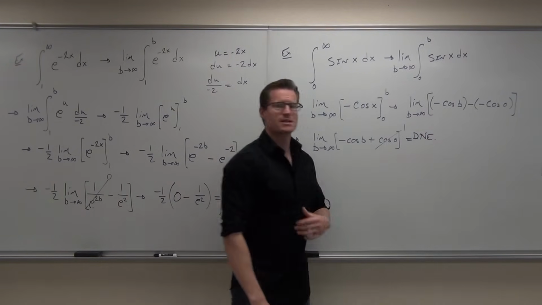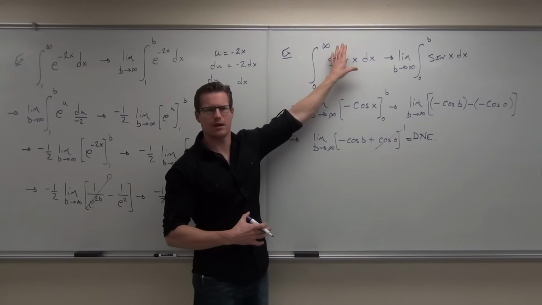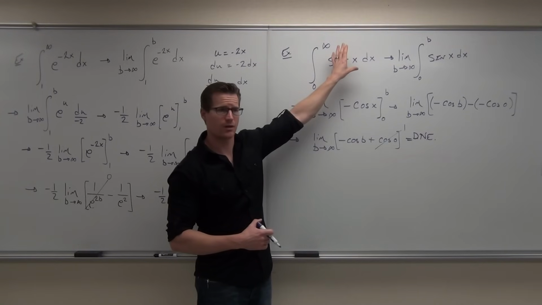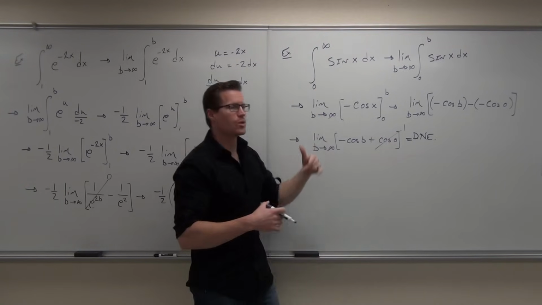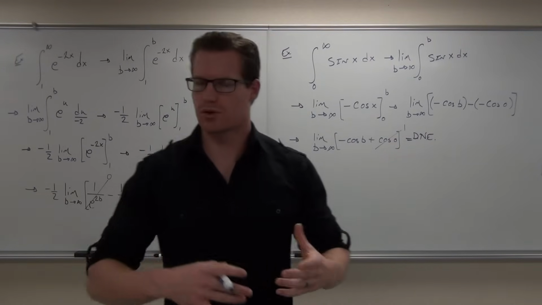If you get a limit that does not exist, what do we know about the area here? Is it going to be a convergent integral where we can find an area, or a divergent integral where we can't find the area? Divergent. So this is what I meant about those cases, where we had convergent or divergent.